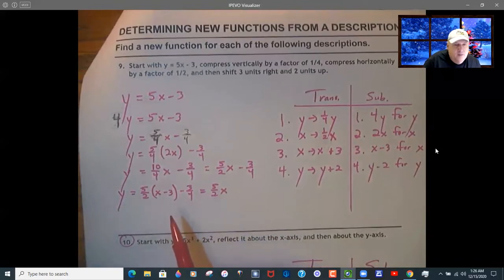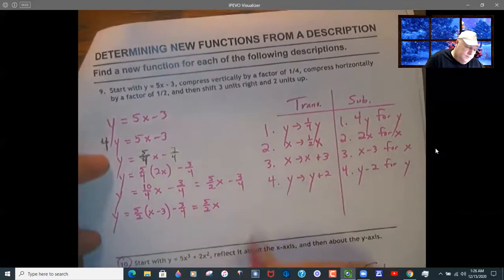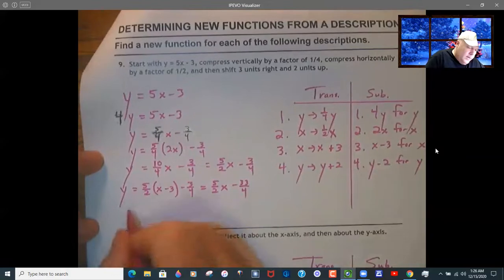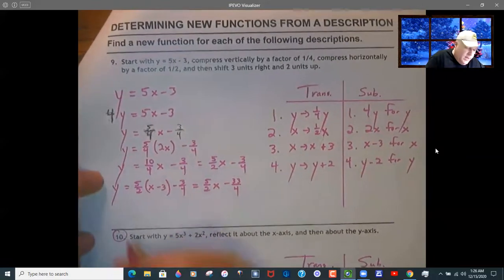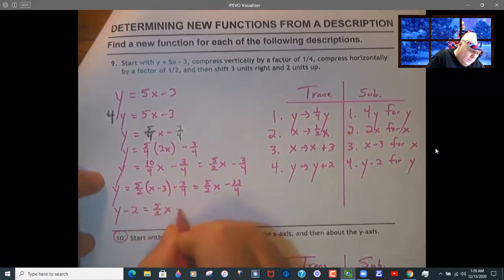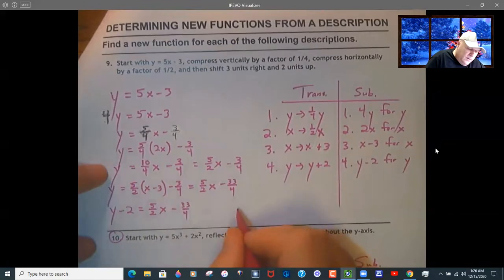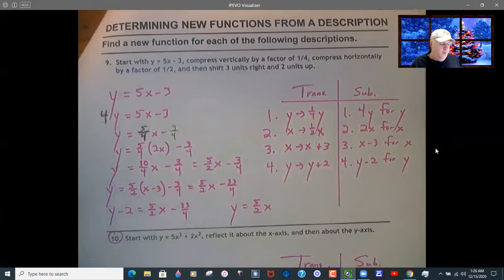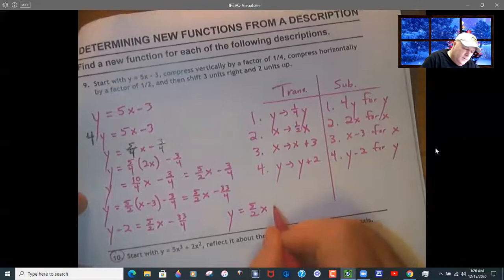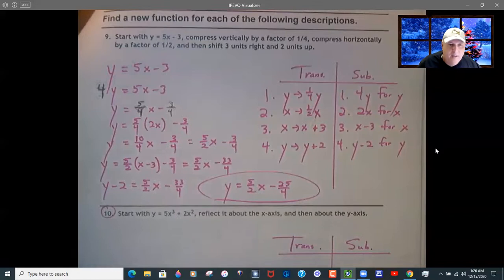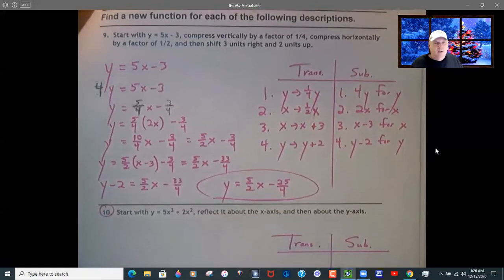So that's minus 33/4. And now we need to put y minus 2 in for y. And then we would add 2 to both sides. Lots of fraction work. So negative 33/4 plus 8/4 is negative 25/4. Yeah, when I'm tired, I can add fractions, but can't pay attention very well.